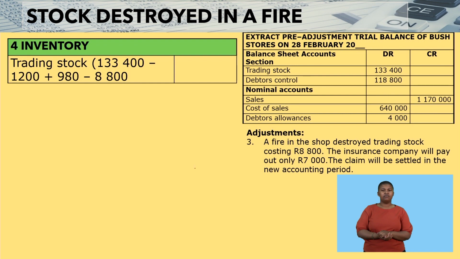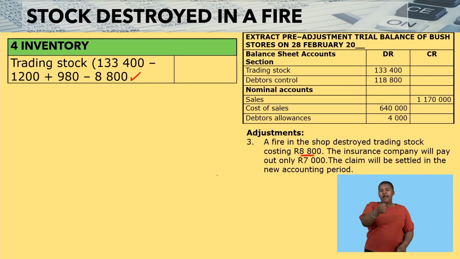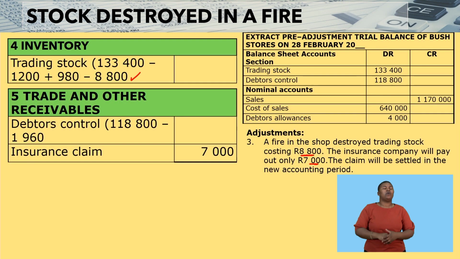So the first place to go and record is in note number 4, because we do not have this stock anymore. It has been destroyed in a fire. We don't have it anymore. Once the stock is destroyed, it is wiser that we come and subtract the full amount. So we come and we subtract the full amount of the stock that was destroyed. But we understand that we will only be covered for 7,000. That is what will only be covered. And that money we are being told that we will receive it in the new accounting period.